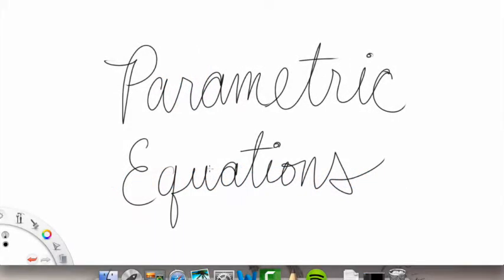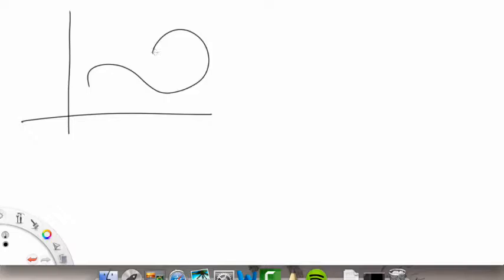Hello and welcome to the video on parametric equations. In this video, I'm just going to go over how to parameterize a few different kinds of graphs. Okay, so first of all, let's start with working in the plane in 2D. Let's say we have some graph here, and it looks like that. And the curve is pretty curvy.